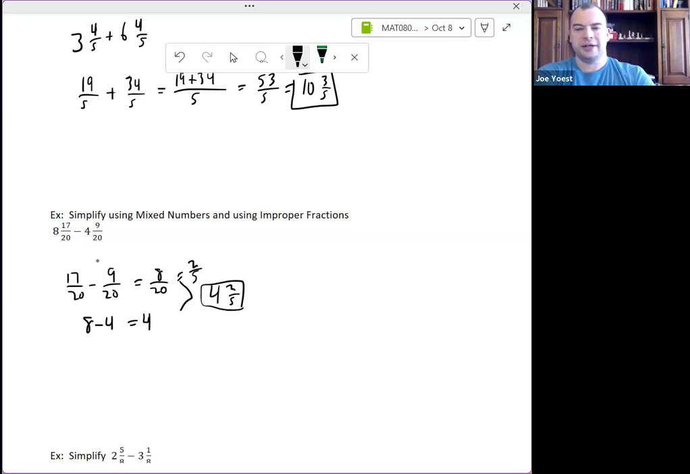So that wasn't bad. What if I wanted to do this with improper fractions? Well, I need to start by taking 8 and 17/20 and 4 and 9/20 and converting them to improper fractions. 20 times 8, well, that's like 2 times 8 times 10, or 16 times 10, or 160, plus 17 is 177.